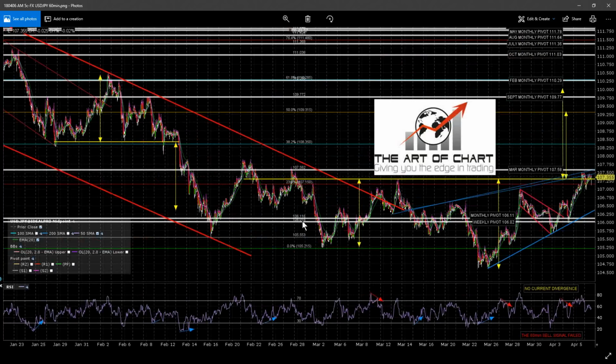What I would note here is that we've got a perfectly nice, valid double bottom here, and we are breaking up slightly from it. This is obviously a potential Janus flag setup. If we break up, then we've got targets up in the 109.25 to 110 area.